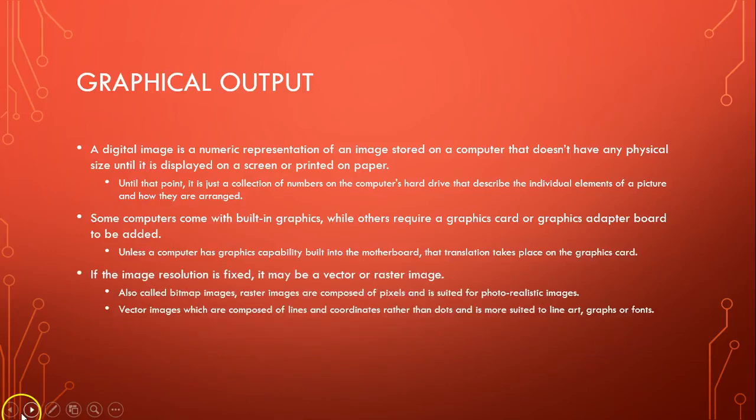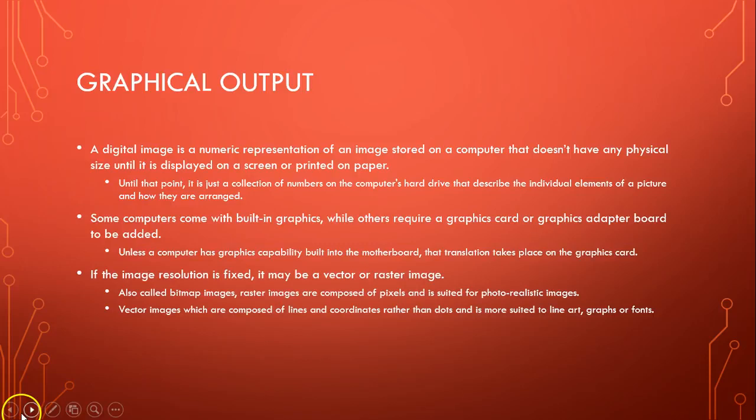Now, if an image has fixed resolution, it is what's known as a vector or a raster image. These are also sometimes called bitmap images because you're literally mapping out the bits to represent data. Raster images are composed of pixels and are best suited for things like photorealistic images. Compare that to vector images, which are composed of lines and curves rather than dots, and are more suited to things like art, graphics, and fonts. So you have two things: raster or vector.